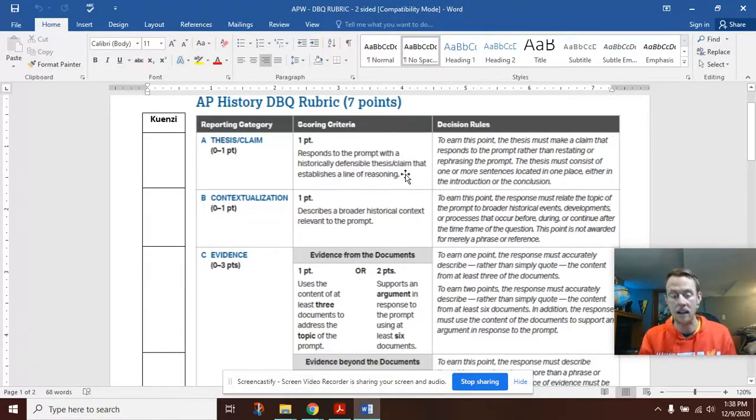You cannot say the Portuguese really changed trade. That does not explain what you're going to talk about. If you said that the Portuguese really changed trade because of war, that still does not establish a line of reasoning. That line of reasoning is where you really make it clear what you're going to say.